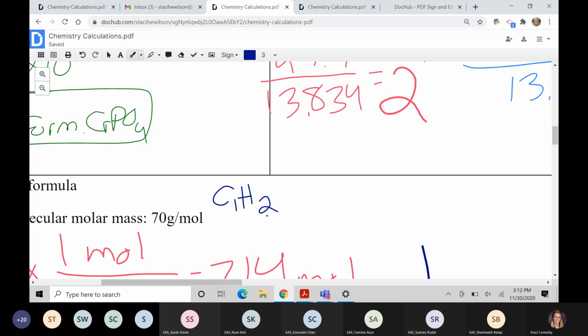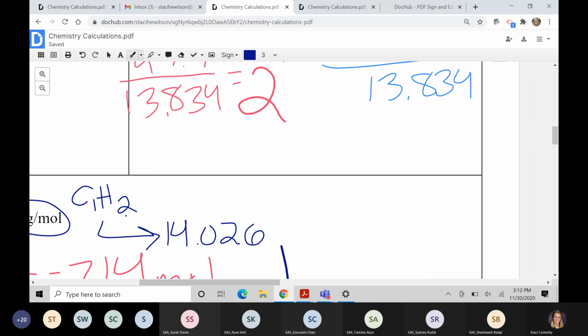However, we need to know the molecular formula. So the molar mass of this, in the interest of time, I'm just going to tell you what I got. The molar mass of this is 14.026. So we're going to do our 70 grams divided by our 14.026. When I divide those two, I'm going to get something very, very close to 5.